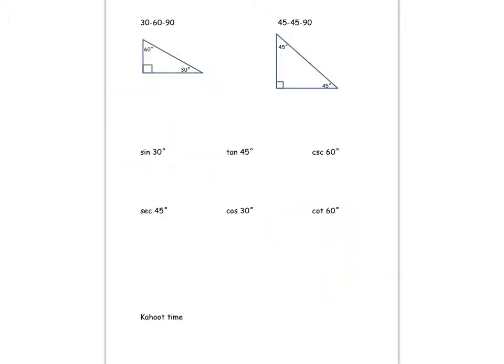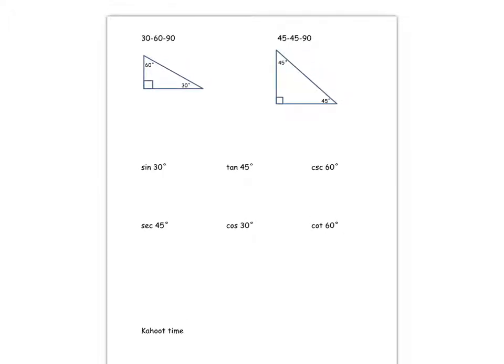So let's relabel the picture up here. Across from the 30 goes the 1, on the hypotenuse goes the 2, and across from the 60 goes the square root of 3. Across from each 45 goes 1s, and the hypotenuse is the square root of 2. All right, so you can make quick ratio calculations using these.